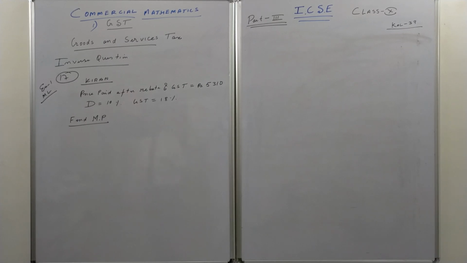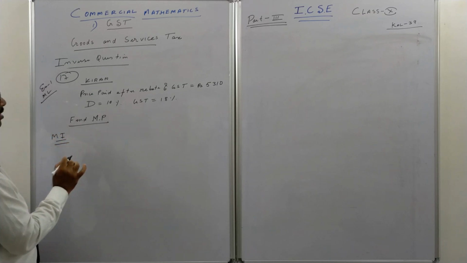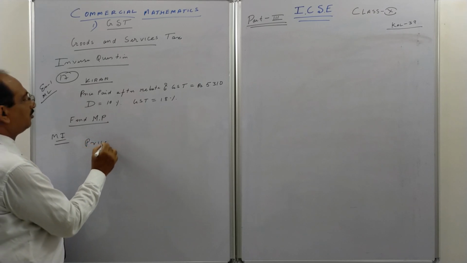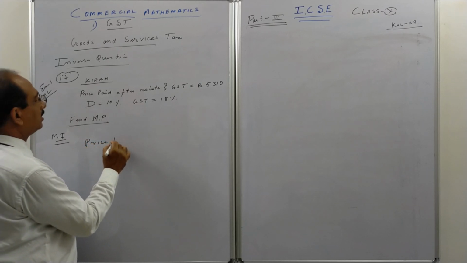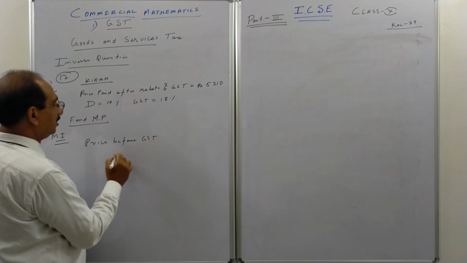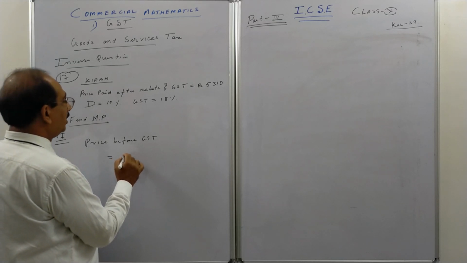There are two methods of solving this, children. One is with X and one is without X. So the first method, children, is what we do. We know the final price, we want the price before GST.